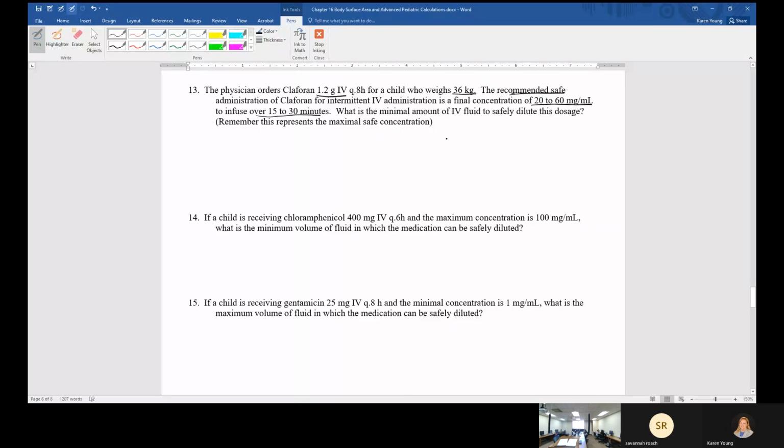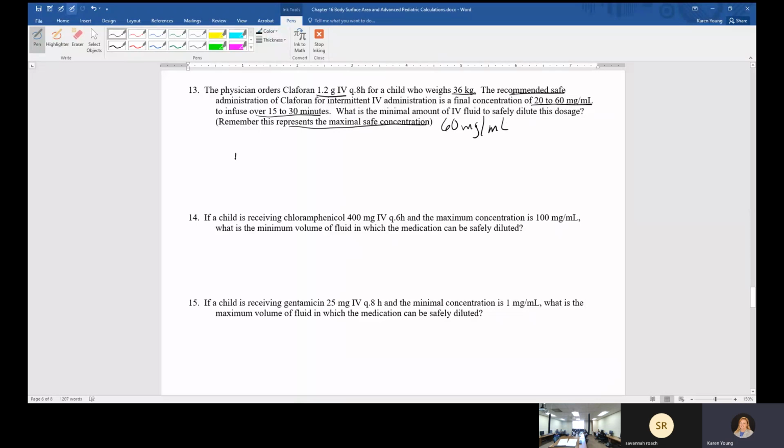Remember, this represents a maximal safe concentration. So our safe concentration is 60 milligrams per milliliter. That's our maximum safe concentration. So I'm going to use the 60 milligrams per milliliter as my concentration. So what's the minimum amount of IV fluid?